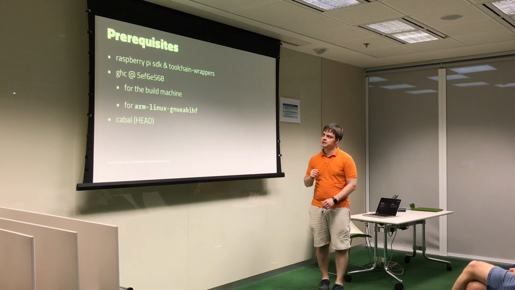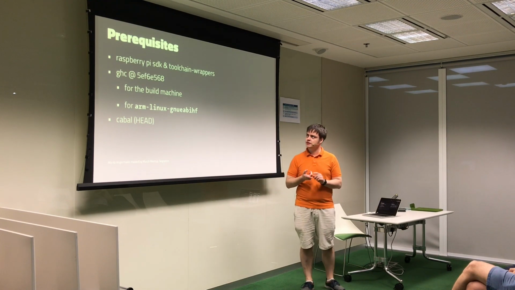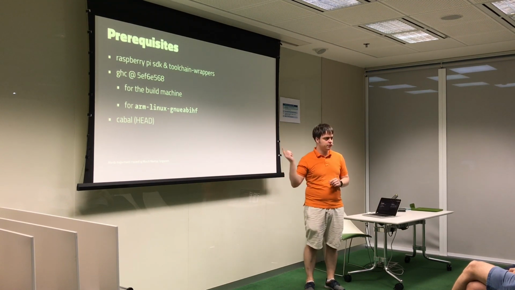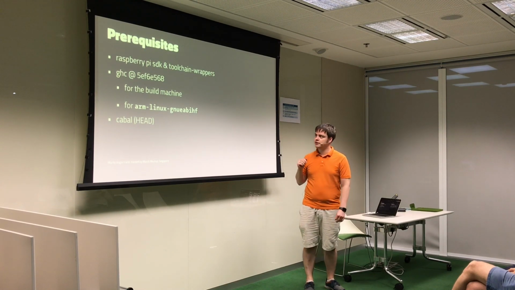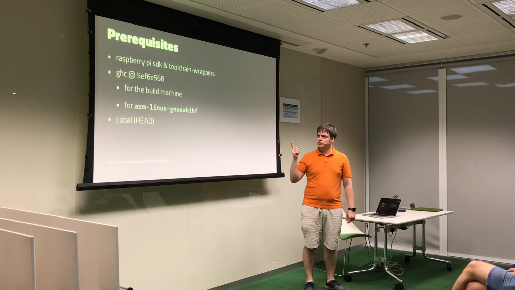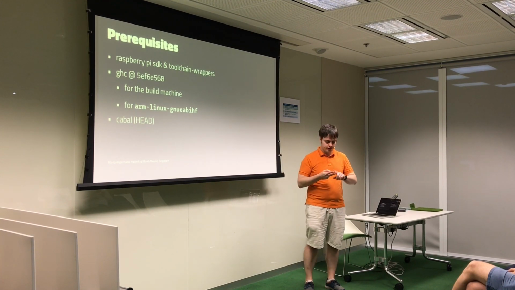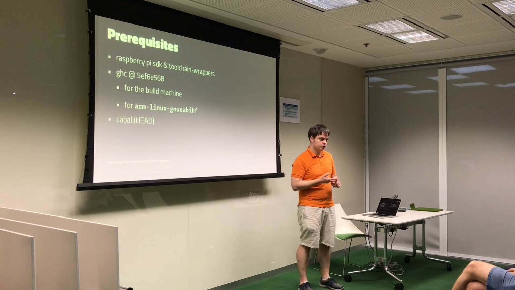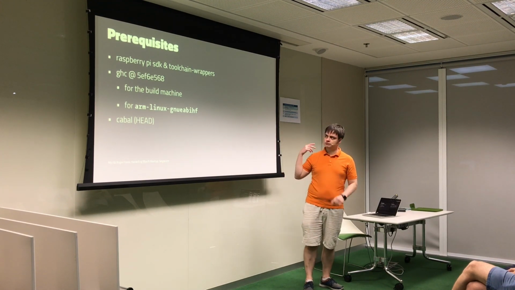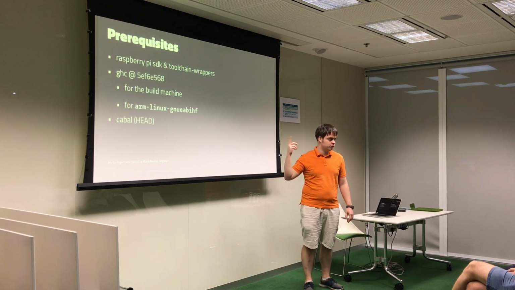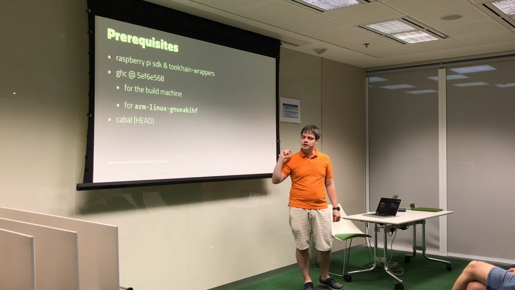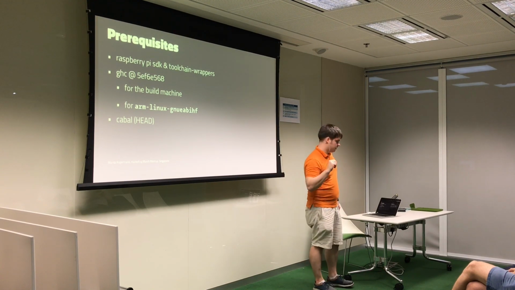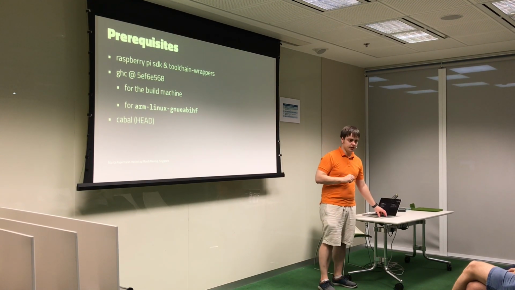So what do we need? You need the Raspberry Pi SDK and the toolchain wrappers. I have the links on my website, and I probably also put them on the meetup page, so you can look them up. You probably want to check out GHC at that revision. And you need two GHCs. You need one for your build machine and one for your target. So in this case, my build machine is a Mac, so I basically built for Mac, and the target here is the Raspberry Pi. And you also want a rather recent Cabal checkout.